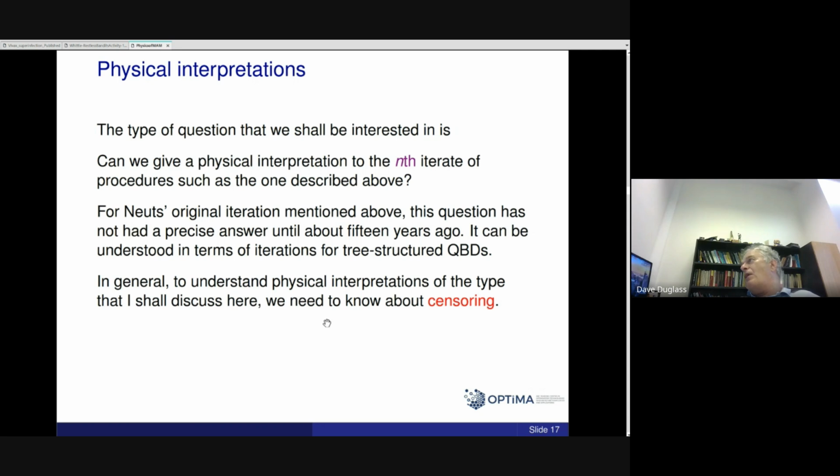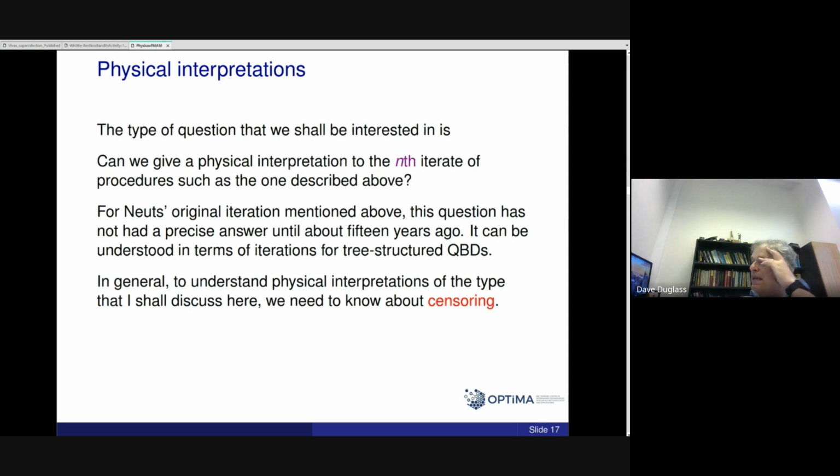So the type of question I want to spend the rest of the talk talking about is, can we give a physical interpretation to the nth iterate of procedures such as the one described above? Now, Neuts' original iteration, that question sat around for a long time. People didn't quite know what the physical interpretation of the nth iterate was.